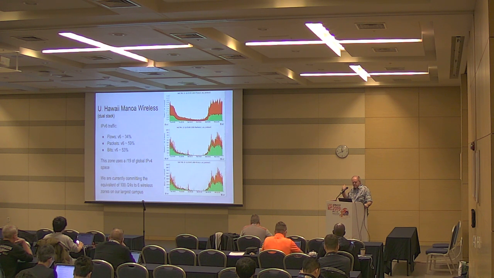So this zone is a /9 of global IPv4 address space. This is one of 6 zones on our campus. Across the campus, we currently have applied 100 /24 equivalents in global V6 space.